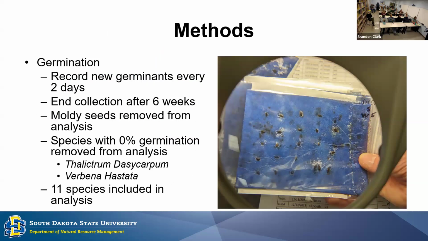So I started tracking germination, recording new germinates every 2 days. So 3 times for 6 weeks, 42 days total. Moldy seeds were removed from the analysis, and any species that at the end of the experiments had 0% germination were removed for obvious reasons, which brings our total species included in the study down to 11.